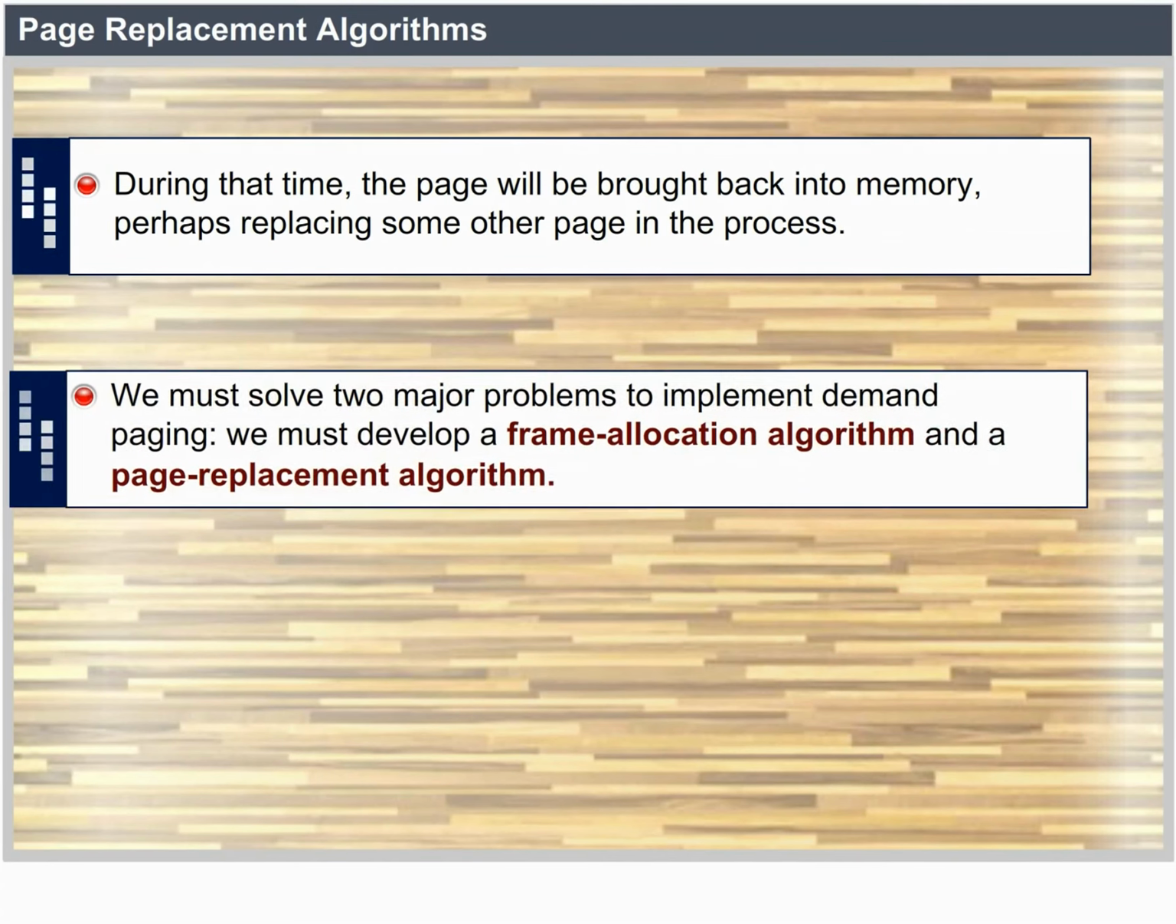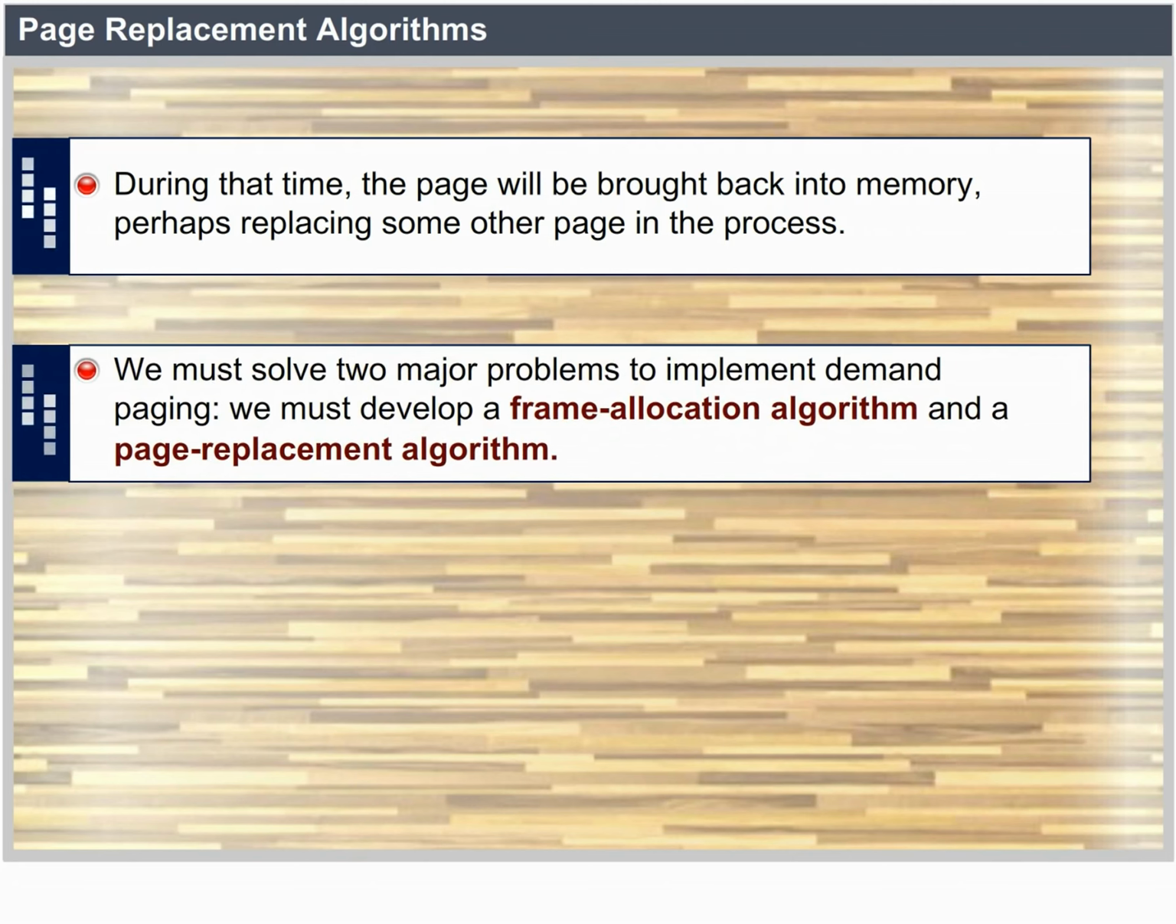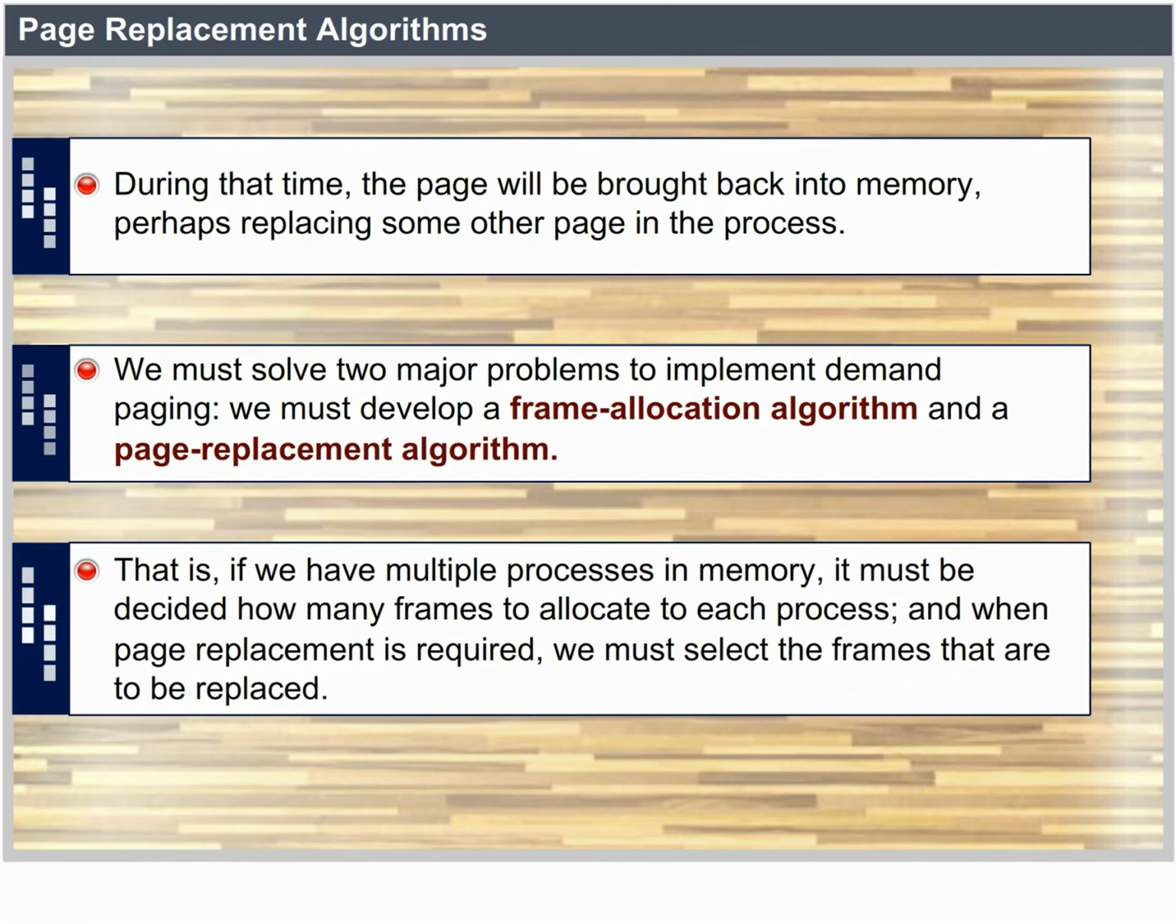We must solve two major problems to implement demand paging. We must develop a frame allocation algorithm and a page replacement algorithm. That is, if we have multiple processes in memory, we must decide how many frames to allocate to each process, and when page replacement is required, we must select the frames that are to be replaced.